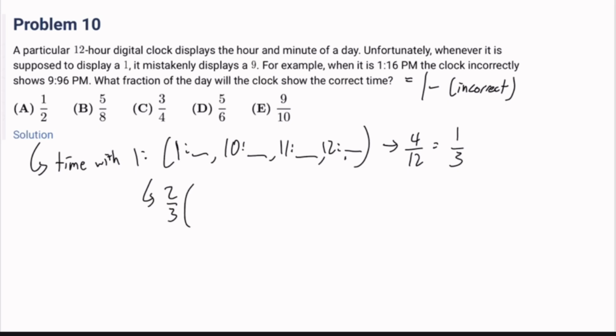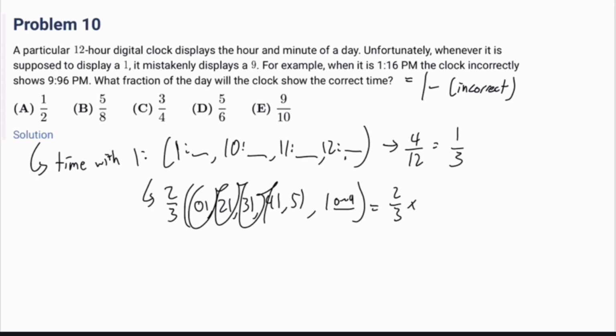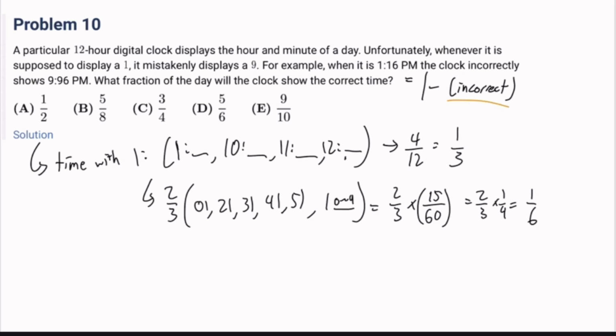And then now we need to consider the minutes. So we will take 0, 1 away and 1, 1, but that's also going to be later. So let's just not care about that now. So it's 01, 21, 31, 41, and 51, and 10 to 19, right? 1 and 0 to 9, right? This is going to be 2/3, right? 2/3 times, and then this much is 1, 2, 3, 4, 5, and then 10 more, right? So that's just equal to 15, and that's all out of 60 minutes, right? So this is going to be 2/3 times 1/4. This is 1/6, right? So the fraction showing the incorrect time, this is going to be 1/3 plus 1/6. This is going to be 1/2, right?